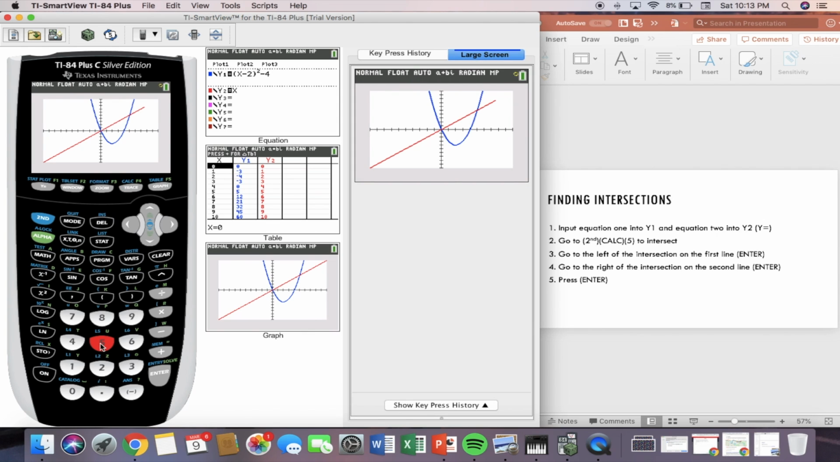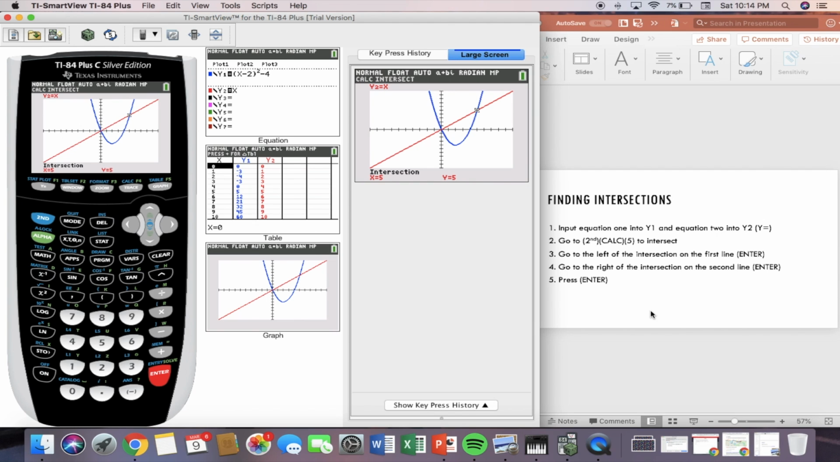So here we have our graph. And so we actually have two intersections. So I want to find this one over here because that one looks like it's going to be 0, 0. So let's go up over here. So on the first curve, right here, you're going to want to go to the left of the intersection, press enter. And the second curve, you're going to want to go to the right of the intersection, press enter. Guess, I don't really care about a guess. And there we have it. This intersects at the point 5, 5. X is equal to 5, y is equal to 5.